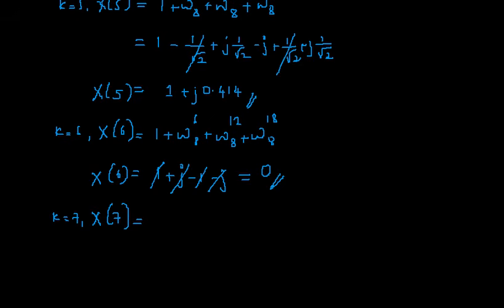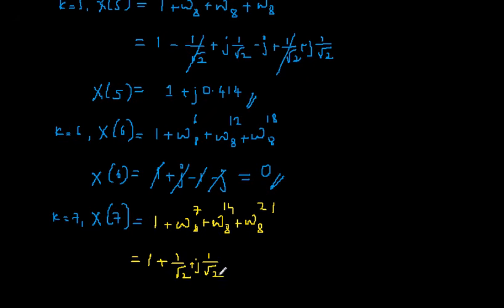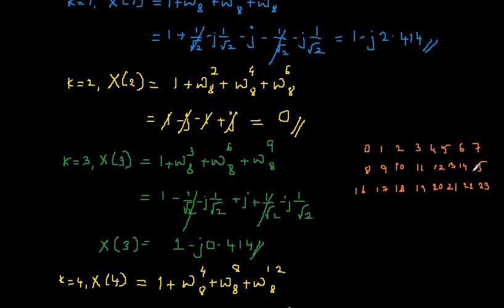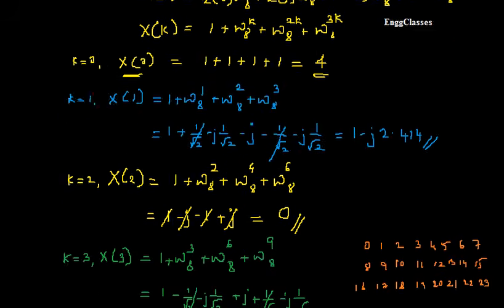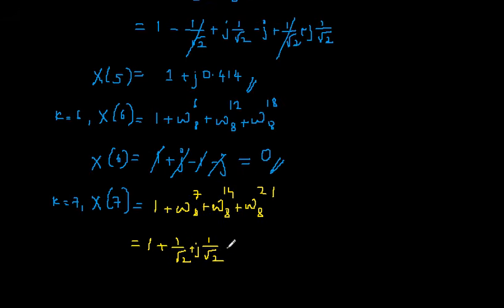So what must be x of 7 here? So I'm going to get 1 plus w8 to the power k is 7, plus w8 to the power 2k, that is 14, plus w8 to the power 3k, 3 into 7, that is 21. So this is what I get. Let me put the values. 1 plus w8 to the power 7, it is 1 by root 2 plus j 1 by root 2. Is that okay? Then I have w8 to the power 14. Here it is, w8 to the power 14 is nothing but w8 to the power 6. W8 to the power 6 is nothing but plus j. So I'll put plus j.